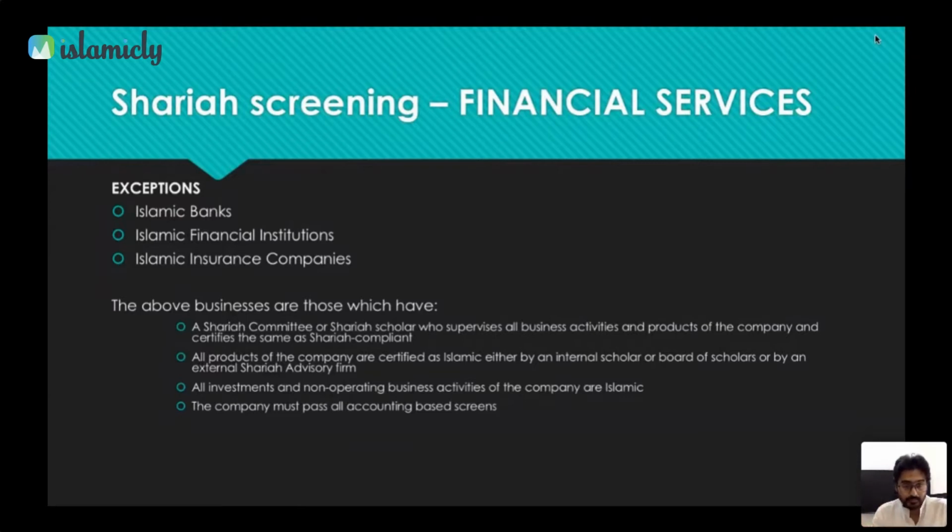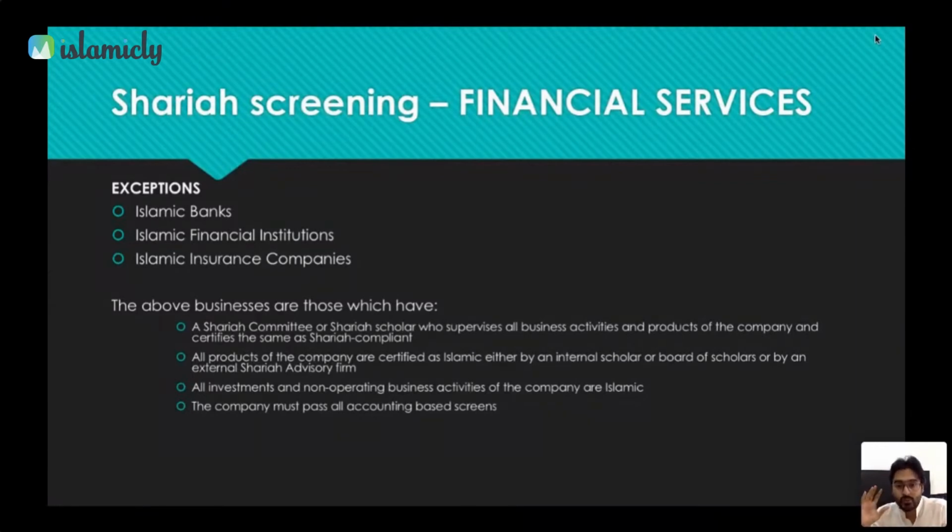Secondly, all the products of the company are to be certified as Islamic, either by an internal Sharia scholar or a board of Sharia scholars or by an external Sharia advisory firm. So apart from the overall certification that this institution is Sharia compliant, there has to be a specific mention that all the products of this financial institution are Sharia compliant.